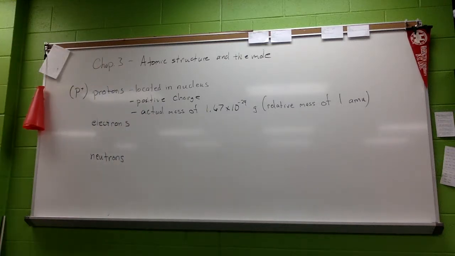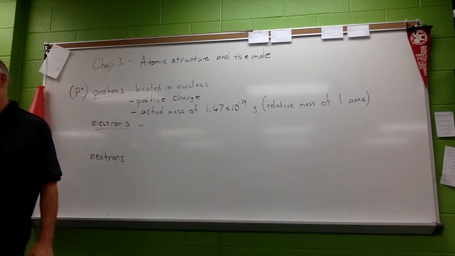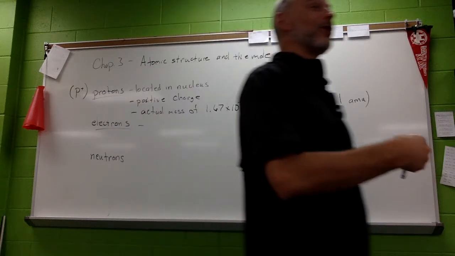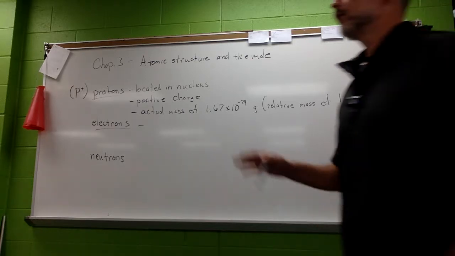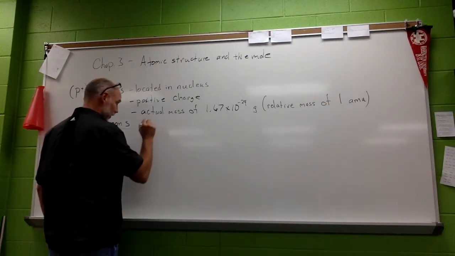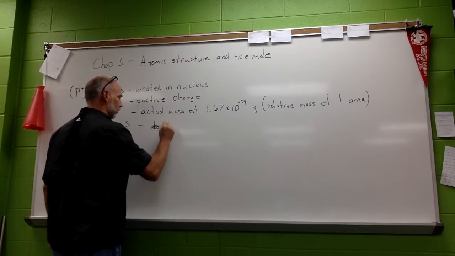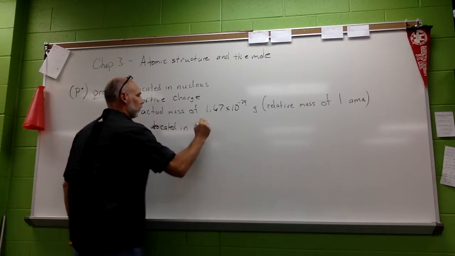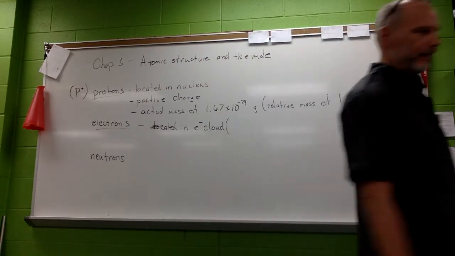Okay. Next, electrons. What do we know about electrons? Where are they located? Well, we're going to be a little bit more specific other than saying outside the nucleus. There are areas in which they are located, and there's a number of different phrases that you can use. Technically, it's called the electron cloud. That kind of gives you the overall general idea.